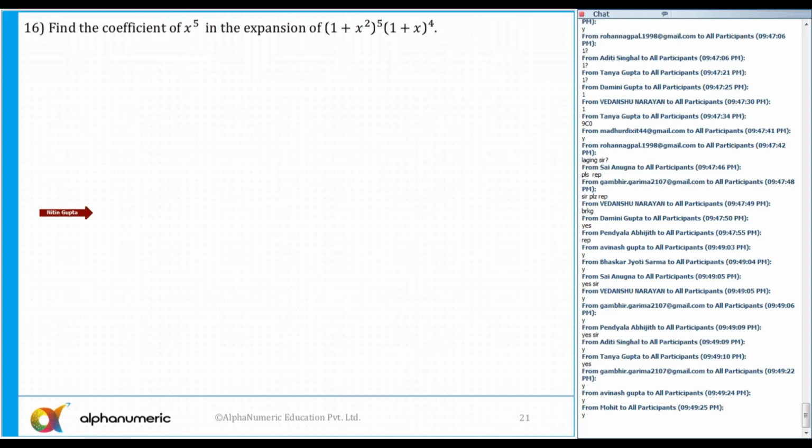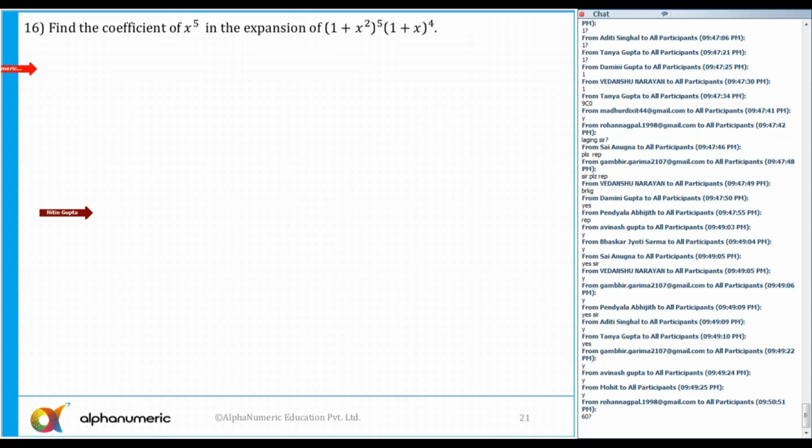Find the coefficient of x raised to power 5 in this expansion. Anyone who can tell me the answer? 60. Rohan is saying 60. Oh, Rohan, we'll check that. Just wait.